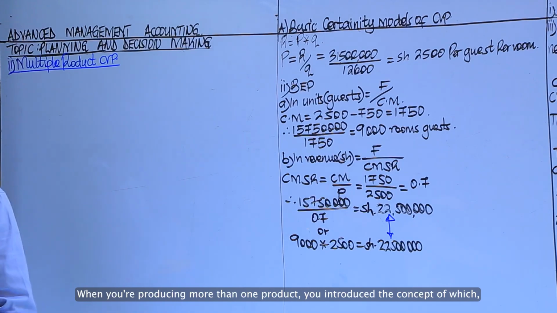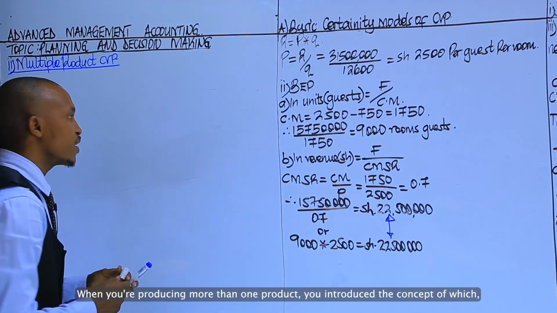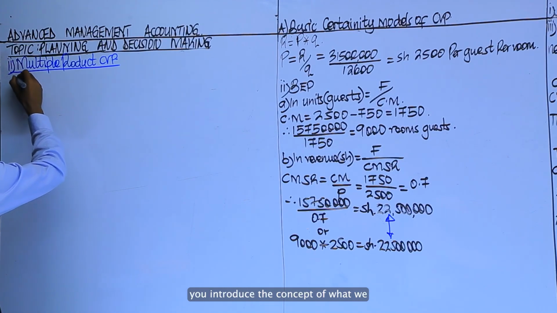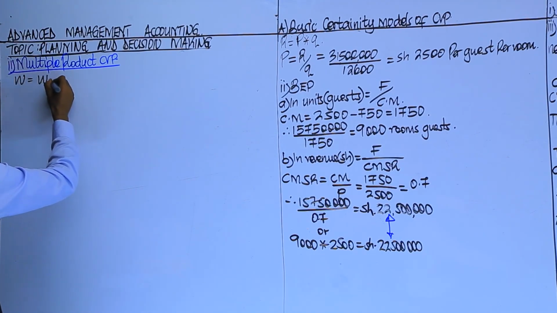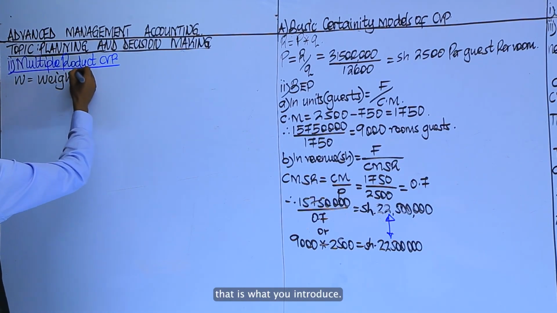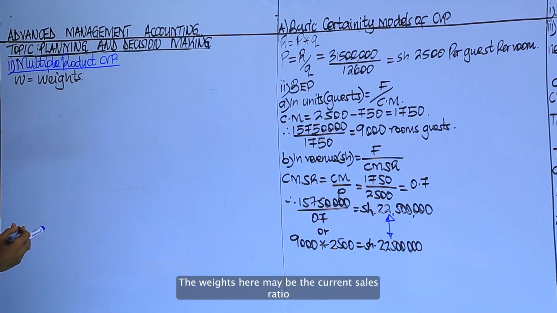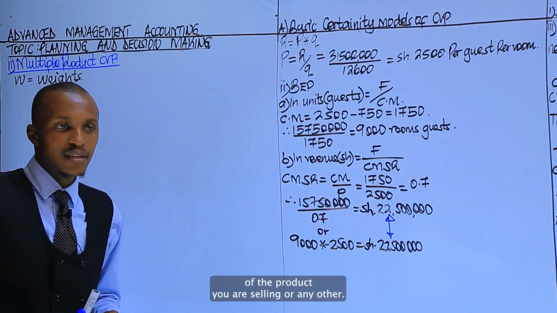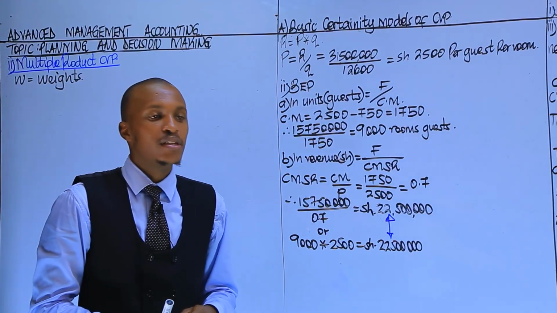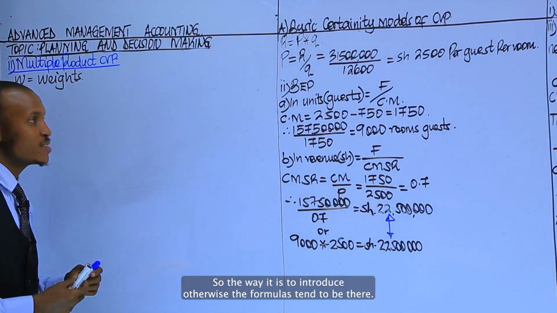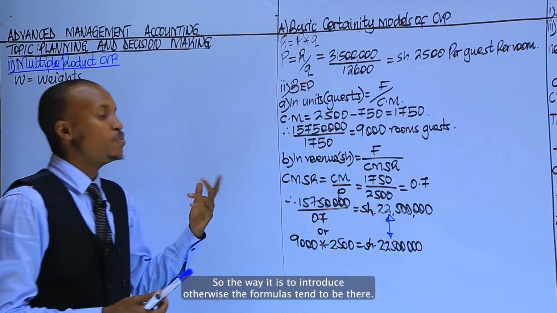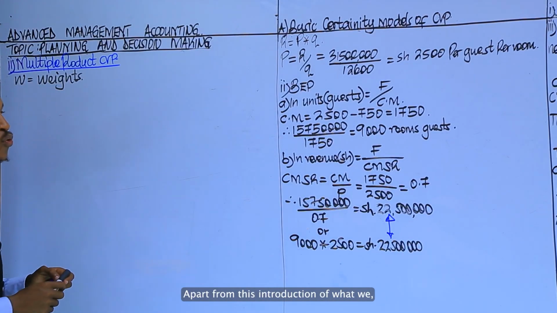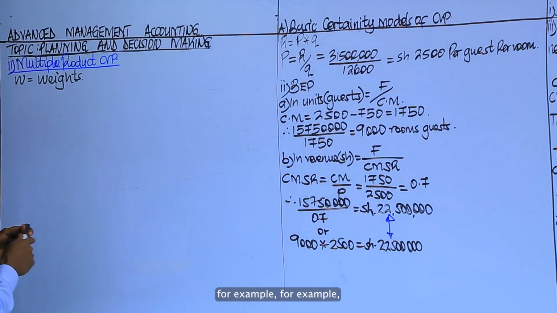When you're producing more than one product, you introduce the concept of weights. The weights here may be the current sales ratio of the product you are selling or any other. Otherwise, the formulas tend to be the same, apart from this introduction of weights.